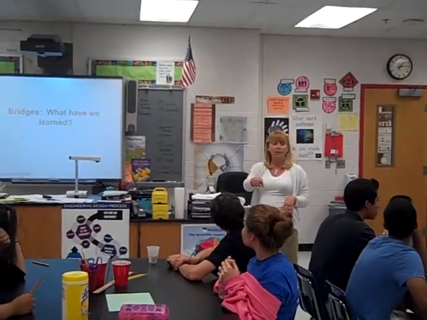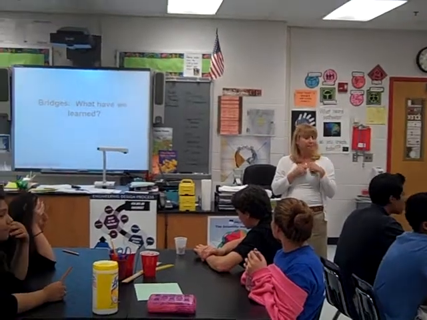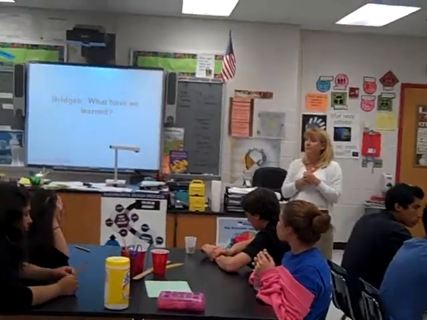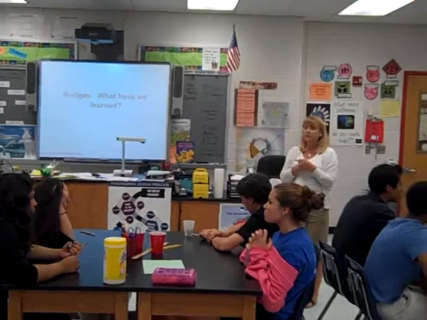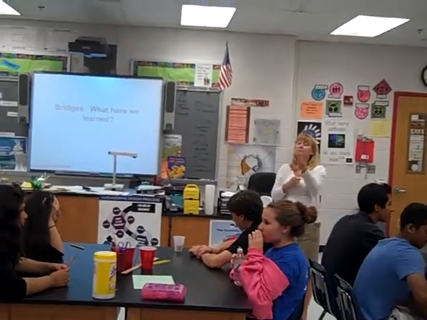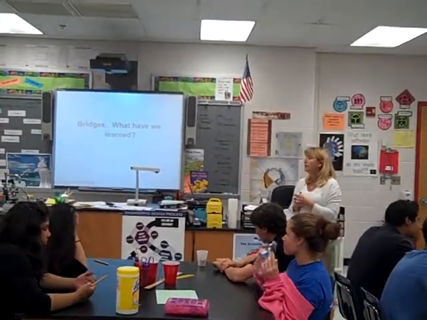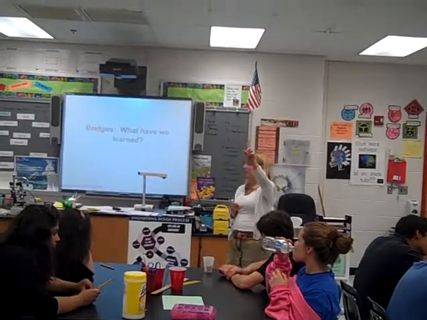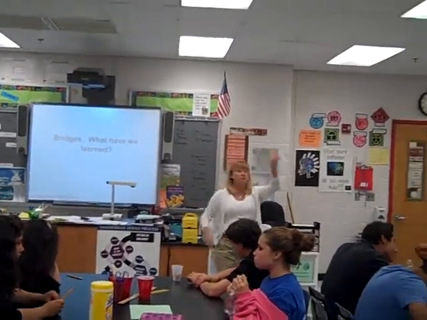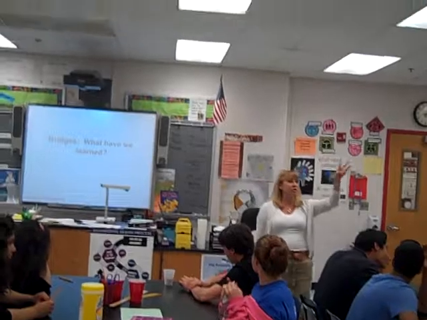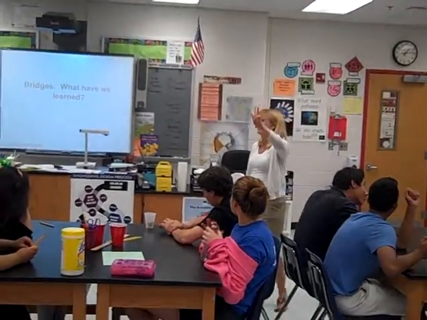No. Now, what is a truss bridge? Okay, so it's got some triangles in it. It's a beam. It's actually a modified beam. Okay, so a beam. We've got that one. Yes. Suspension bridge. And an arch bridge. So those are our three main types of bridges.